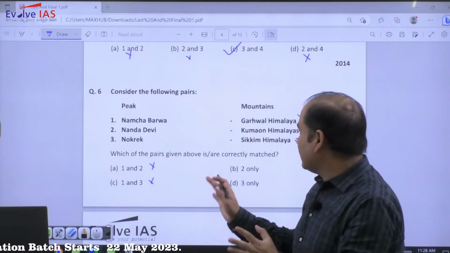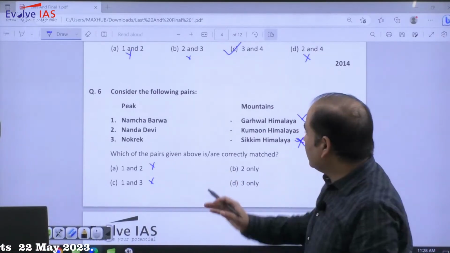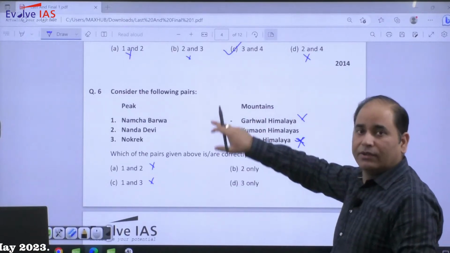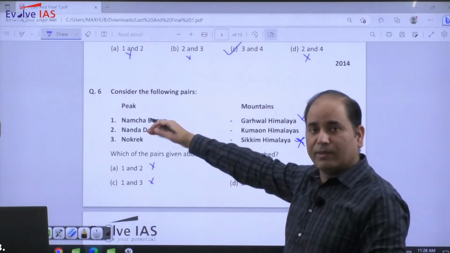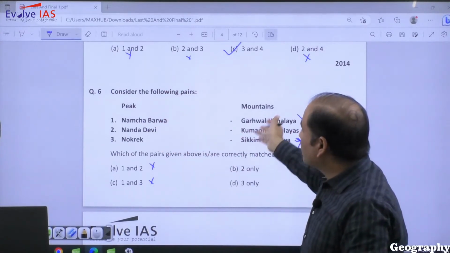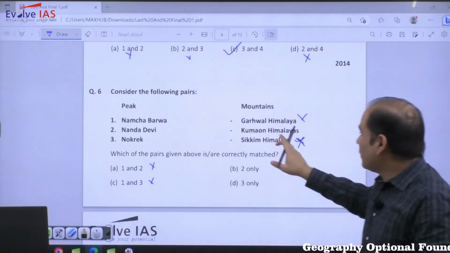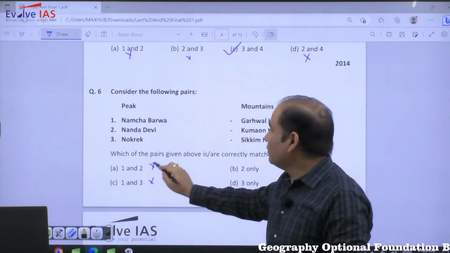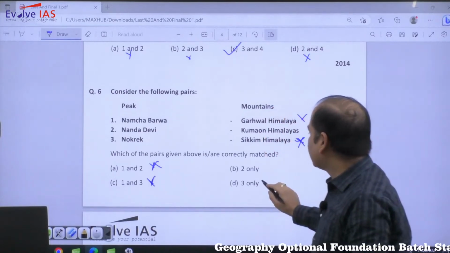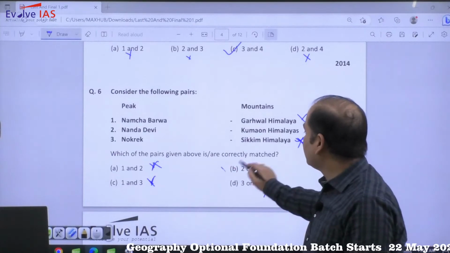In general, Nanda Devi is part of the Garhwal also, Kumaon also. So this Nanda Devi is little bit, you can say, confusing कि ये गढ़वाल में भी है इसका कुछ पार्ट, इसका कुछ पार्ट कुमाऊं में भी है. But because you are clear that Namcha Barwa is not in Garhwal Hills, Nokrek is not in Sikkim Hills, so this 1 and 2 is incorrect, 1 and 3 is incorrect, 3 is incorrect. So the only option you are left is B, that is 2 only.